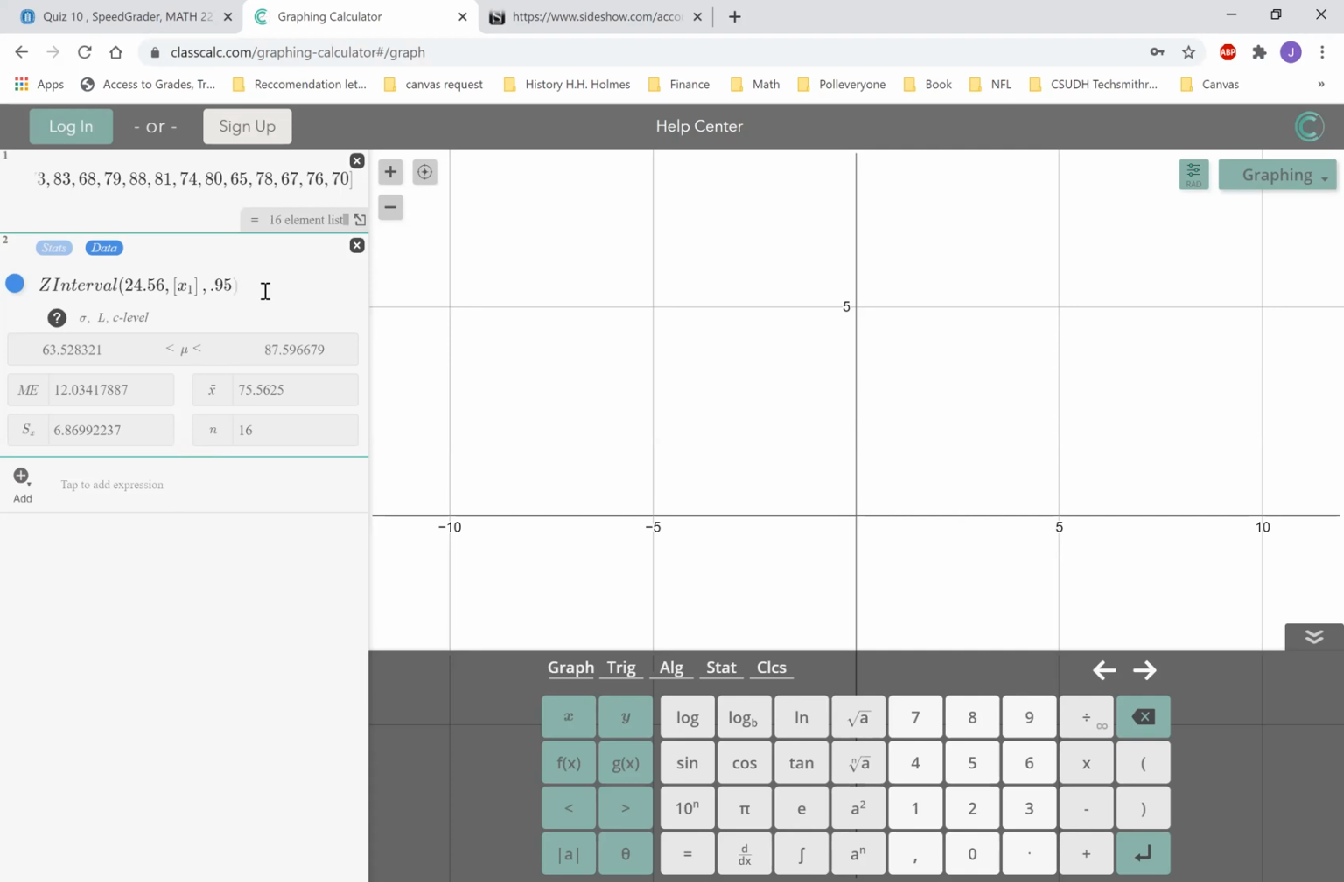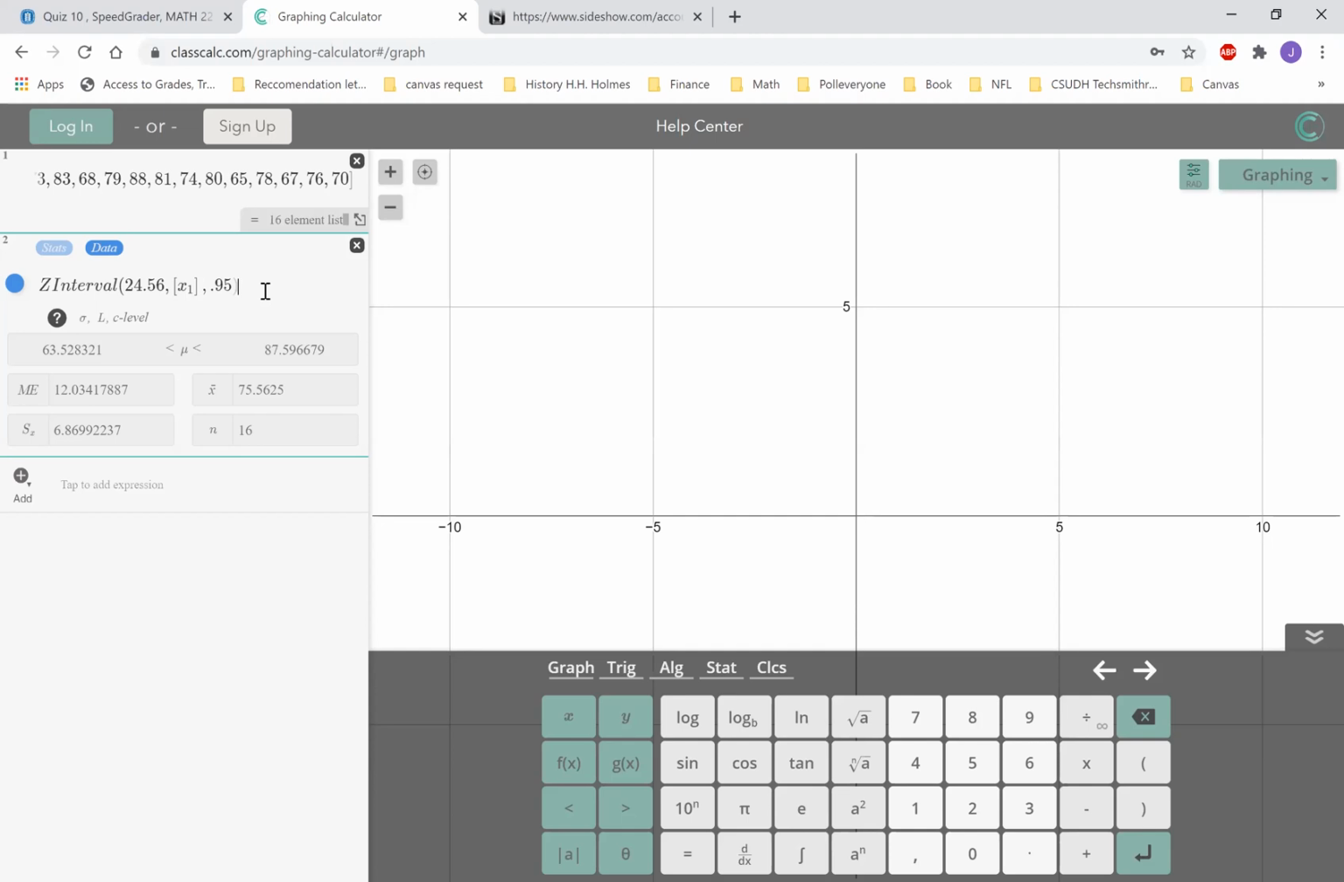Cool. So for 95%, we'll say is 63.528,321 all the way to 87.59667. And also, if you look at the margin of error is equal to 12.03417887. All right, and that's for 95% confidence level.